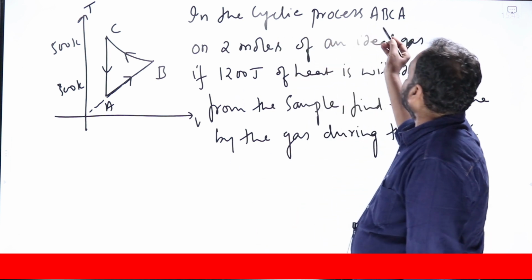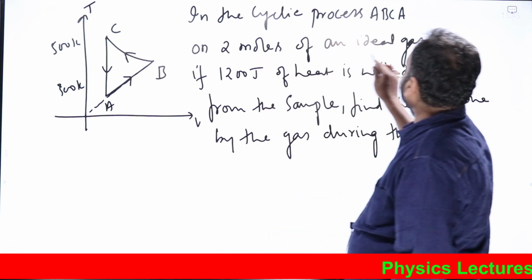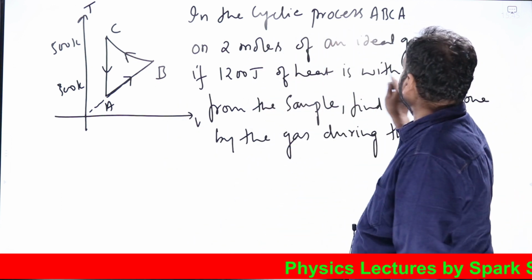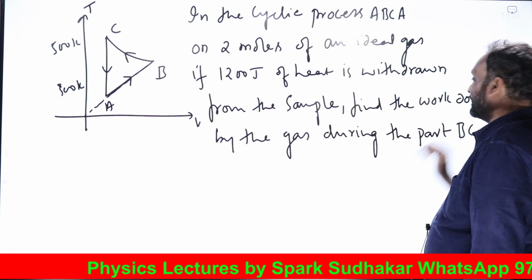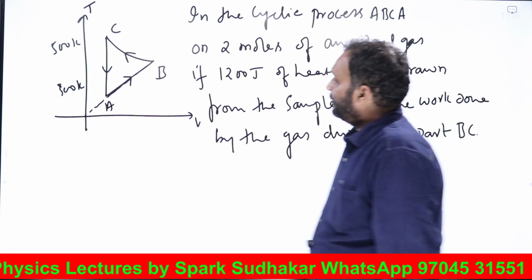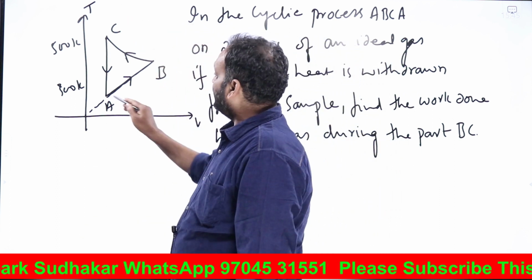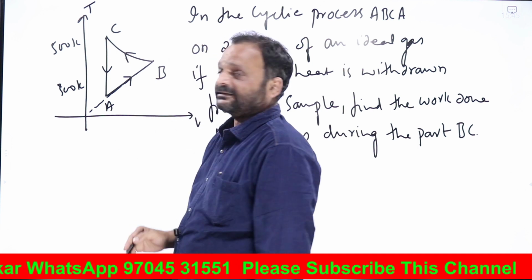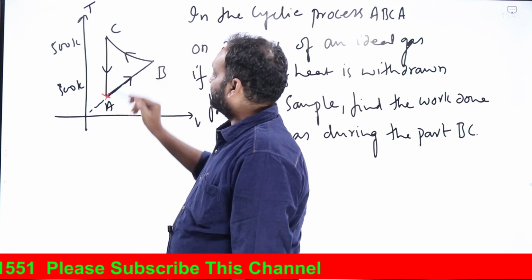In a cyclic process ABCA, on 2 moles of an ideal gas, if 1200 joules of heat is withdrawn from the sample, find the work done by the gas during the part BC. So this is a temperature-volume diagram. ABCA is a cyclic process, which means we start from point A and come back to point A.